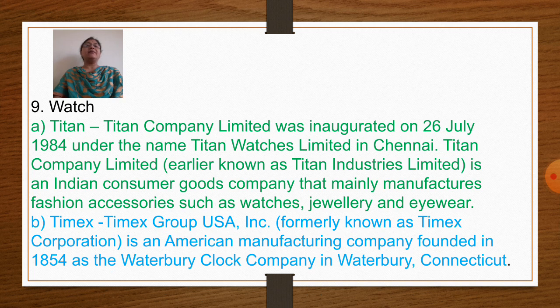Next brand, Timex. Timex Group USA is an American manufacturing company founded in 1854 as the Waterbury Clock Company in Waterbury, Connecticut.